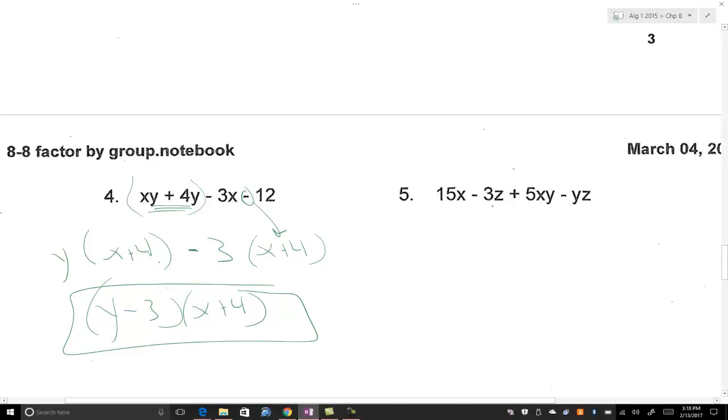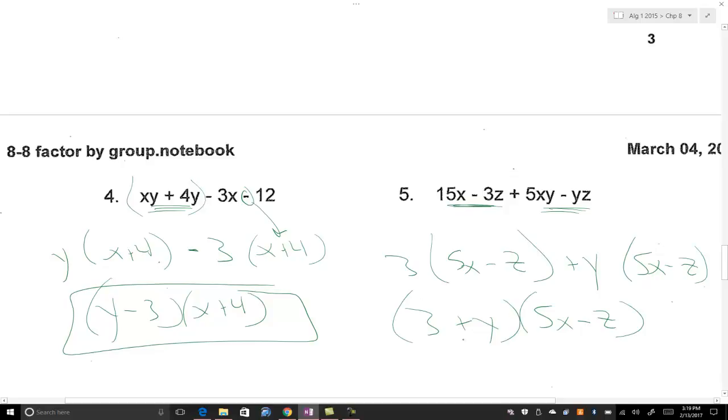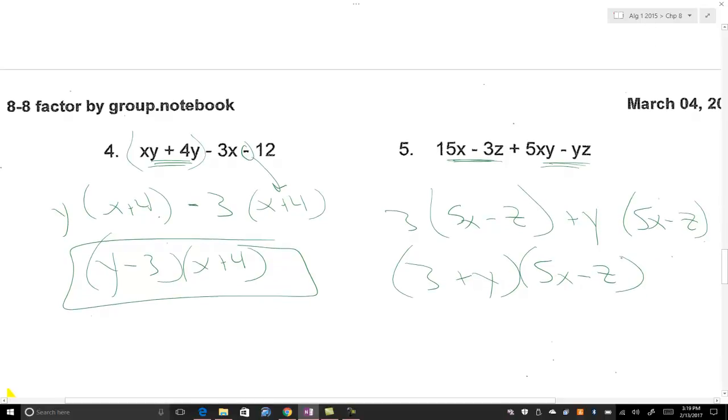So all sorts of variables, all sorts of stuff going on. First 2, 3. So we got what, 5x minus 1z, 5x minus a z. We need that again. So what do they have? Plus y. 3 plus y, 5x minus z. And guys, it doesn't matter how complicated these things look with all sorts of variables. If I simply FOIL this back, I need to get the problem I started with. If that doesn't happen, then something's wrong.